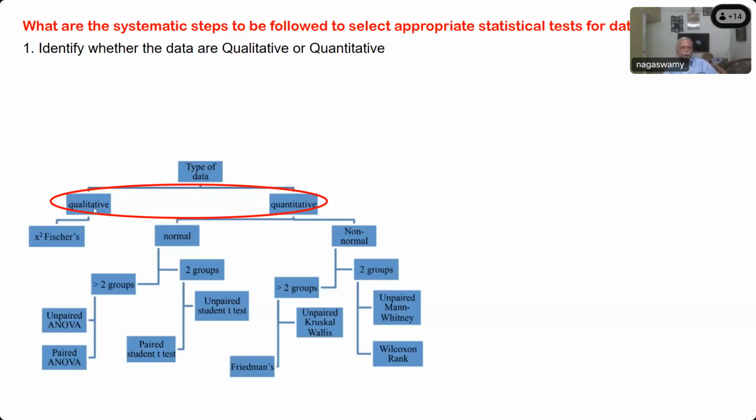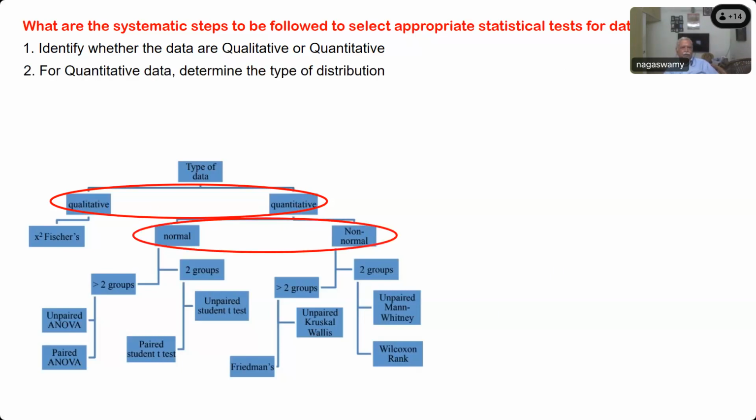First thing we want to see whether it is qualitative or quantitative. I have circled that. What is the next one? For quantitative data, you have to see the type of distribution, whether it is normal or non-normal, or parametric or non-parametric. So it is available only for quantitative data. So that is the second step. Now again, you have the other steps. Can you guess the third step?